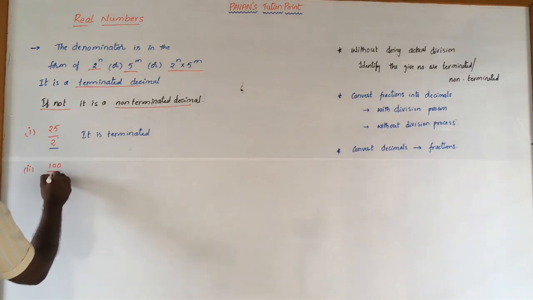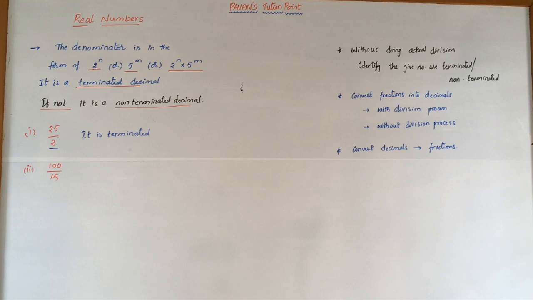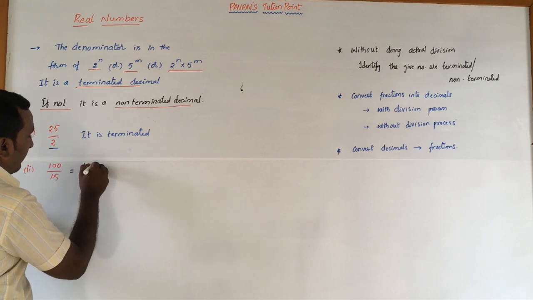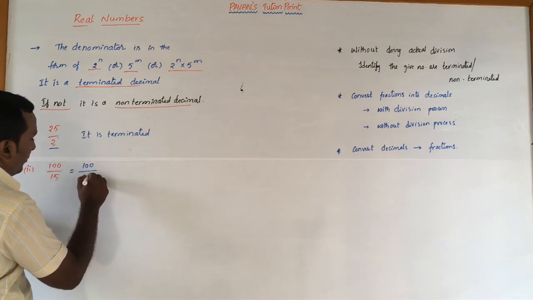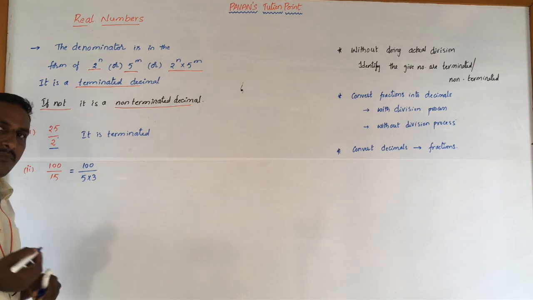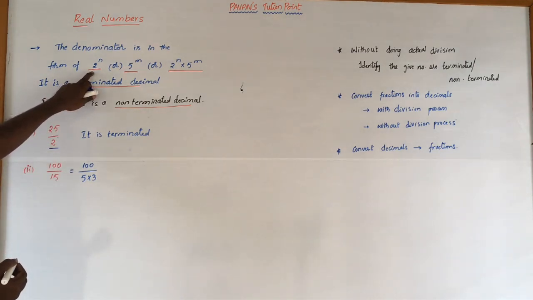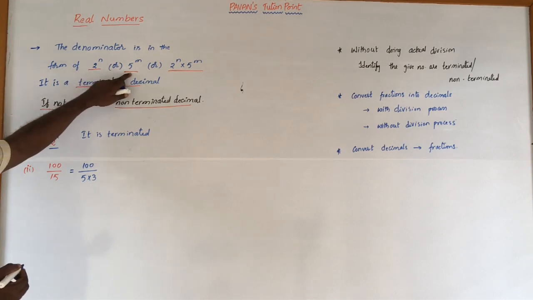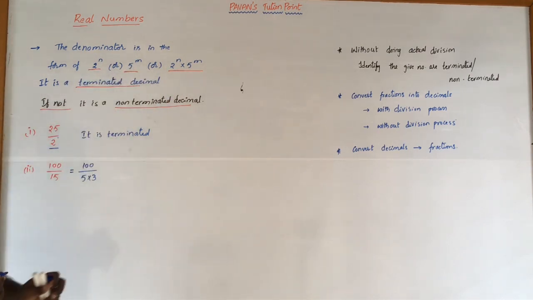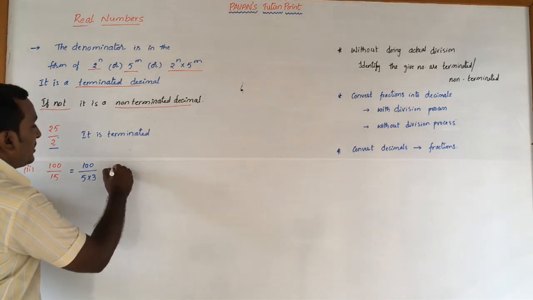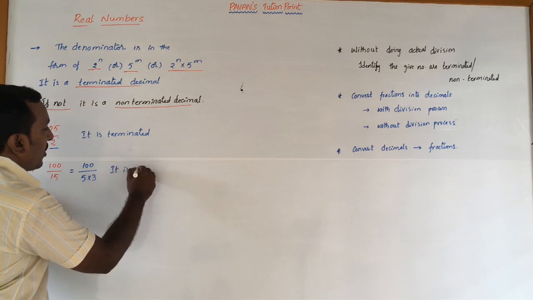100 by 15. See here, the denominator you can factorize as 5 into 3. What I said: either 2 we have, or 5 we have, or 2 into 5. But here additionally we have 3. So that's why it is not terminated.